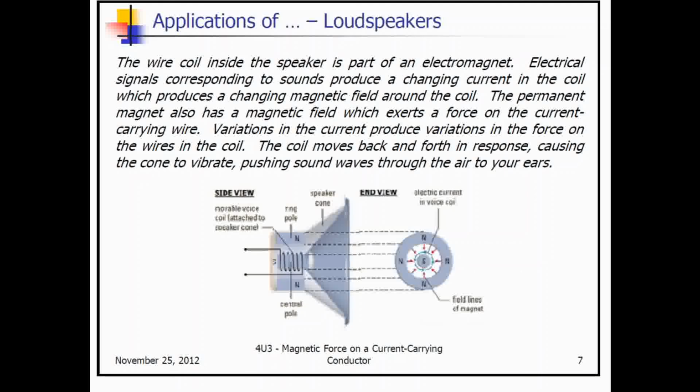Here's an application for loudspeakers. What we actually have is a solenoid, and when we run electric current through that solenoid, it pushes the magnetic core in and out. By doing that, it creates vibrations in the air waves, and those vibrations create sound that we can hear. So this is an application of a magnetic force on a current carrying conductor.